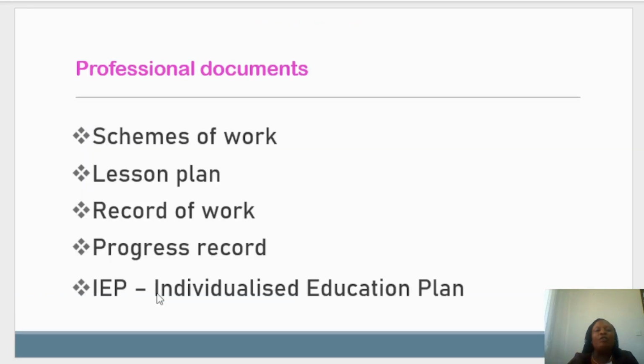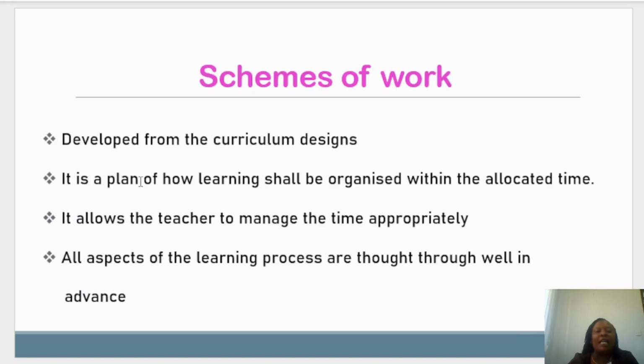Then, which are these official documents? Before we even go to the scheme of work, I know the teachers will say we need the curriculum design. Then we have got the scheme from the curriculum design. The teacher is able to break it down and then get the schemes of work. Then, after the schemes of work, you develop lesson plans that are individualized. Then you go to the record of work, the progress record, and then IEP, individualized education plan for the learners.